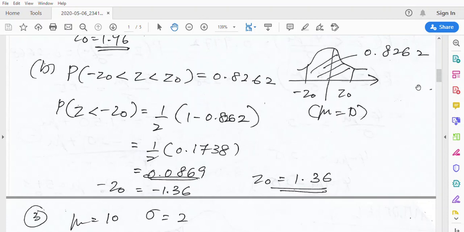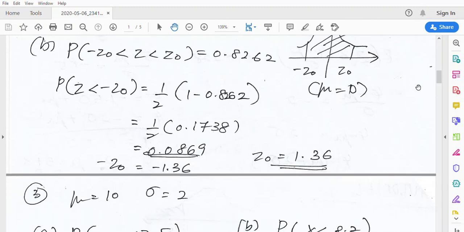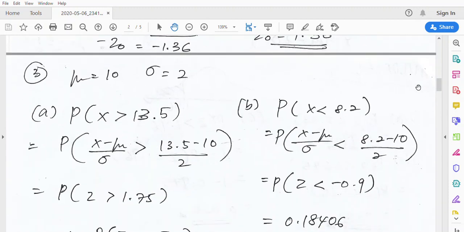Also can use another way. Okay, now we go for number 3. A normal random variable X has a mean of 10 and a standard deviation of 2. So from here we need to standardize, so that only then can we find the probabilities.